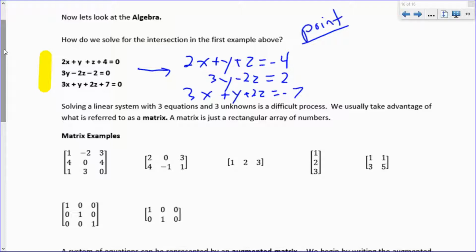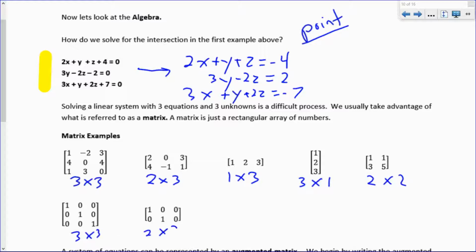They do have what's called a dimension. This first matrix we would call a 3 by 3. That's probably not surprising. The next one is a 2 by 3. It is a 2 by 3, not a 3 by 2. We always talk about the height of the matrix or the number of rows before we talk about the number of columns. Here's a 1 by 3, a 3 by 1, 2 by 2, another 3 by 3, and another 2 by 3.